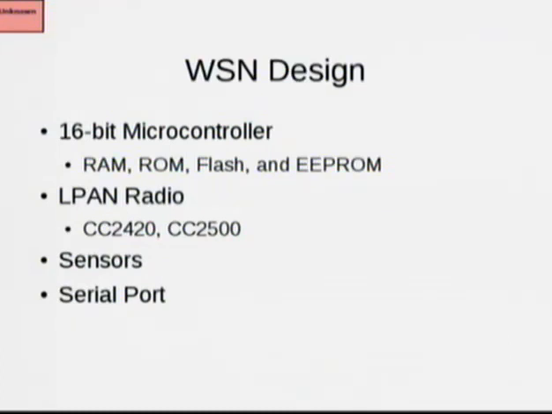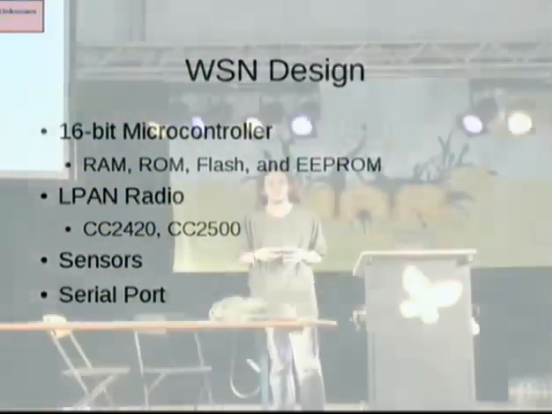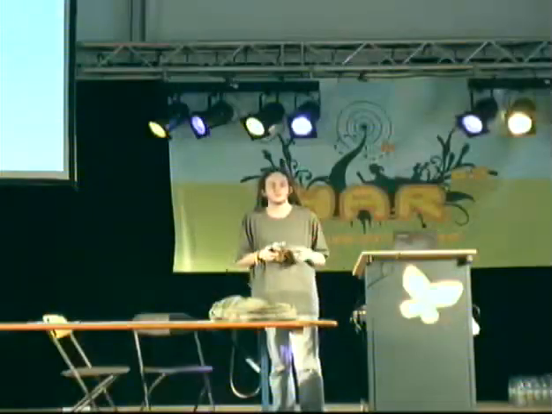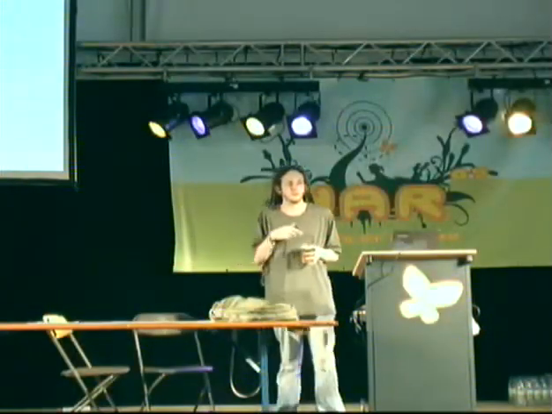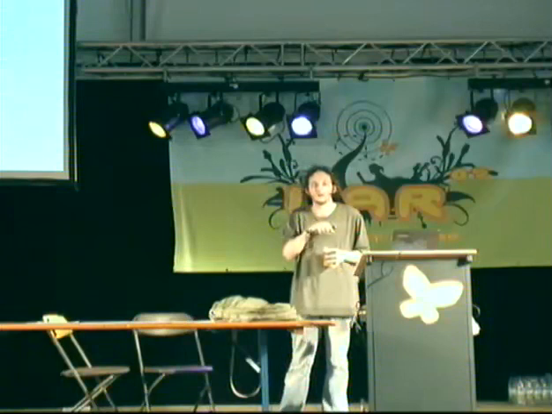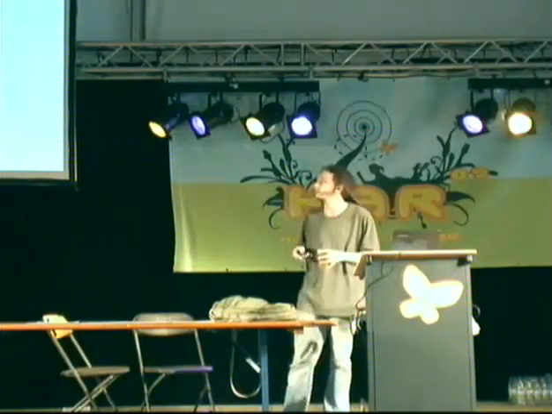So a wireless sensor itself is built up of a 16-bit microcontroller. And this contains within it all of the traditional parts of a computer. You have RAM, you have ROM, you have flash memory, sometimes you have EEPROM. And these are held within a single package, so it's very difficult to spy on what one piece of the chip says to another piece of the chip.